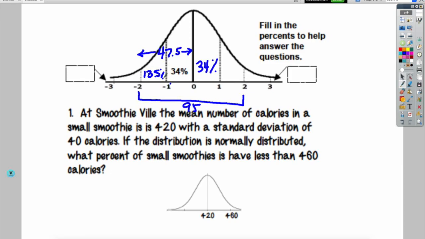All right. What about on the other side? Between the positive 1 and the positive 2? It still is 13.5%. This is symmetrical, so whatever it is on the left-hand side is going to be the same on the right-hand side. Okay?